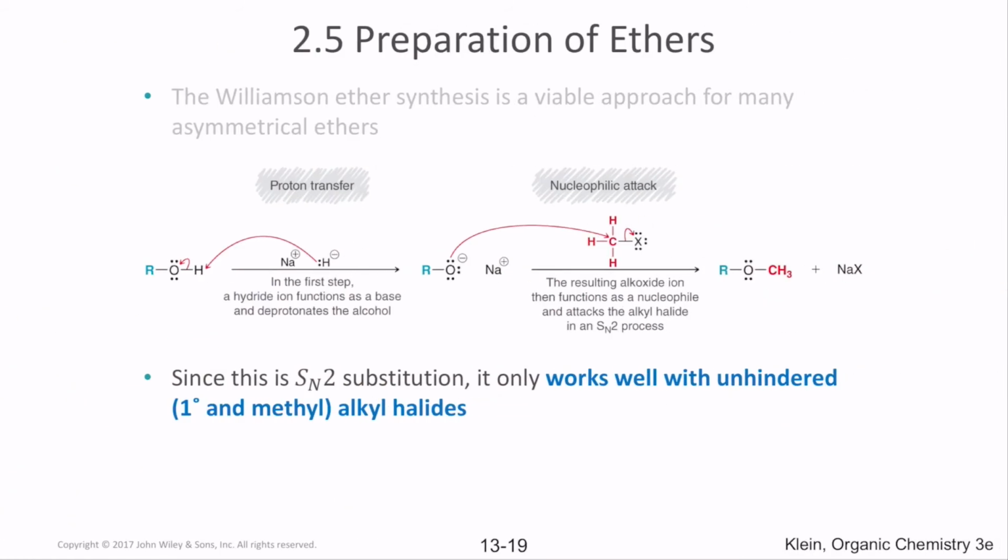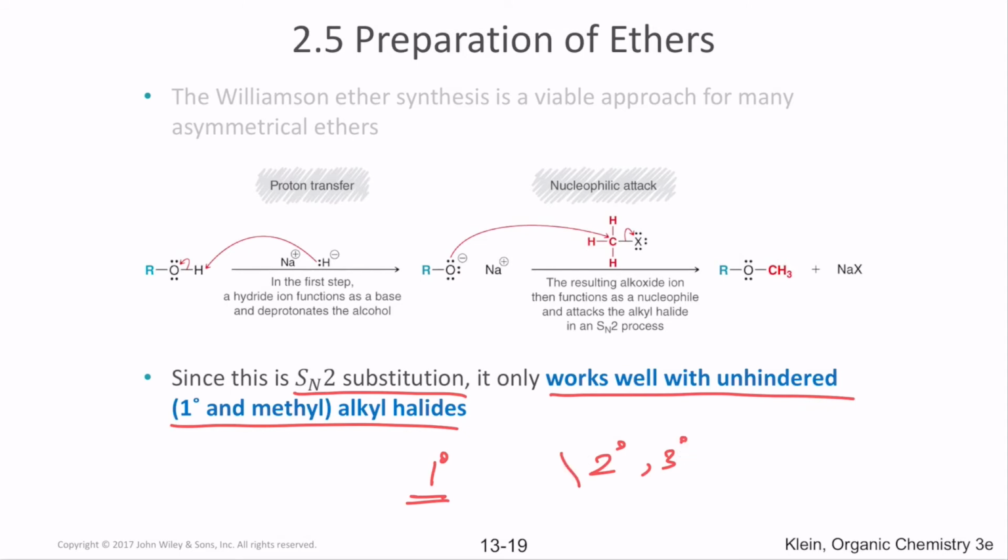Now, we talked about the process of Williamson ether synthesis. Because this is an SN2 substitution, it only works well with unhindered alkyl halides, which means that it has to be either primary alkyl halides or methyl alkyl halides. It does not work for secondary and tertiary.